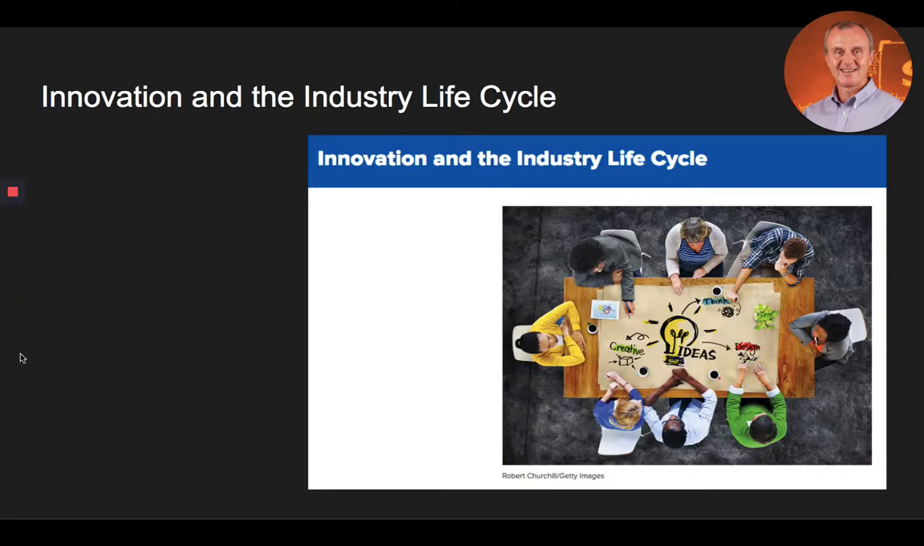We'll begin by talking about innovation and the industry life cycle. Innovations are related to the emergence, evolution, and decline of industries. The types of innovations that occur will change over the life cycle of an industry's development. In particular, product and process innovations take on varying levels of importance at different stages of the industry life cycle. Some types of innovations will reinforce existing structures in industries, while others will bring about the destruction of established industry structures.